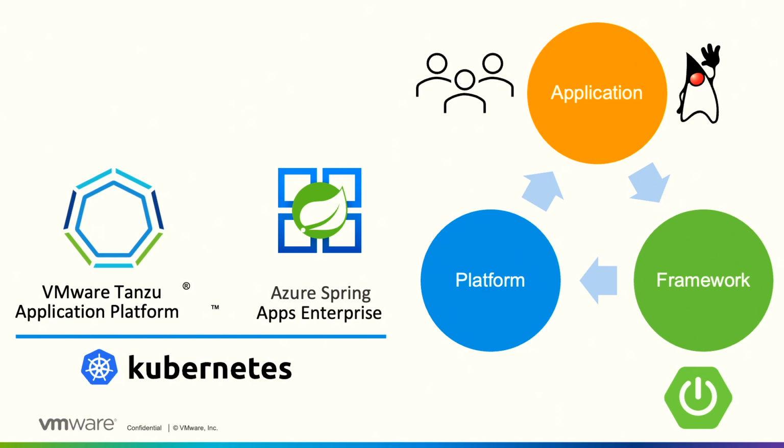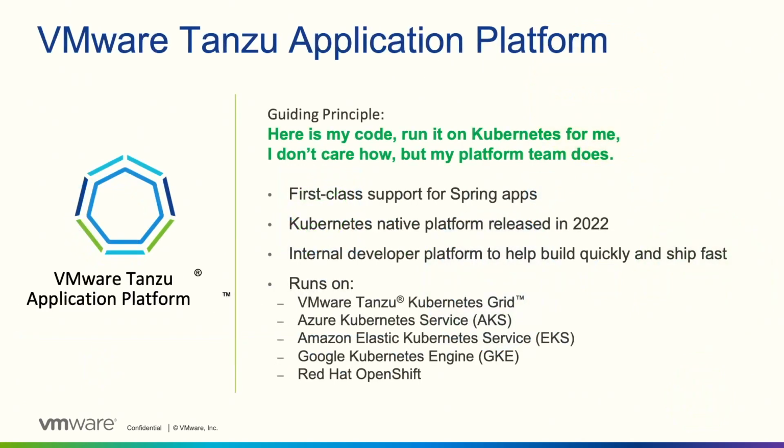All right, excellent. So just to recap for those who may not know, what is Tanzu Application Platform? I'll explain it by its guiding philosophy. It's like you're a developer, you're basically saying, here's my code, run it in Kubernetes for me. I really don't care how, I'm a developer. But there's somebody in my company, the platform engineers, that care. The platform team cares how your code is running. This has first-class support for Spring. It's been around since 2022. And it runs on any Kubernetes: AKS, GKE, EKS, Tanzu Kubernetes Grid, OpenShift, probably runs on Docker Desktop if you give it enough resources.